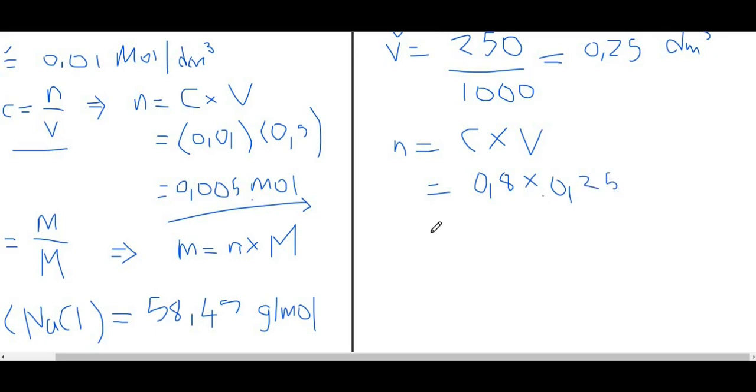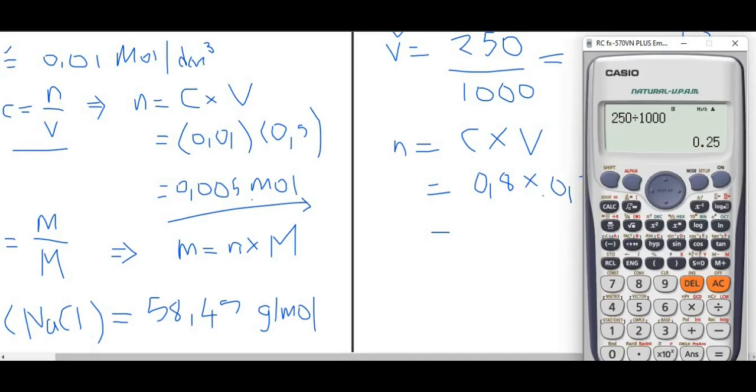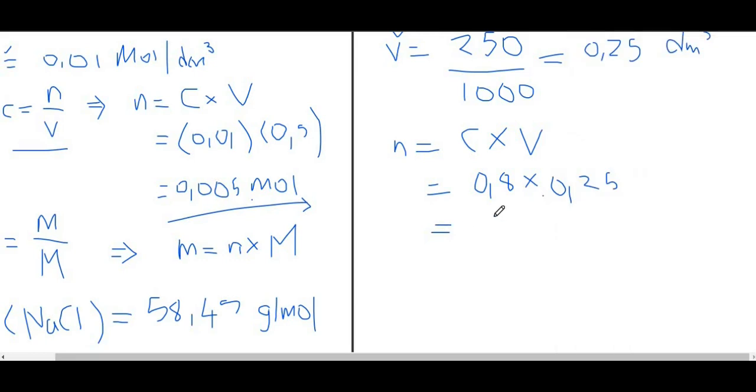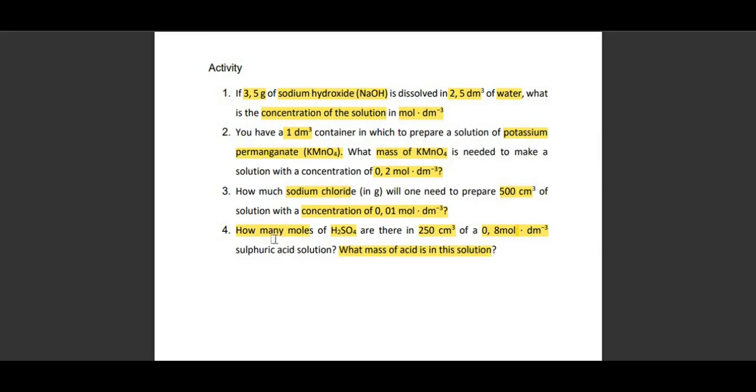And I think you're going to get something like 0.2. But let's check on the calculator. So you have 0.8 multiplied by 0.25, right? And how much is that? It's going to be 0.2. So meaning that there's 0.2 moles of sulfuric acid in that solution. So we've answered the first question in terms of the number of moles of sulfuric acid in the entire solution.